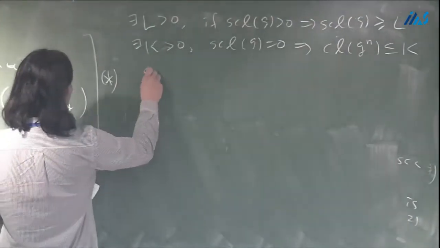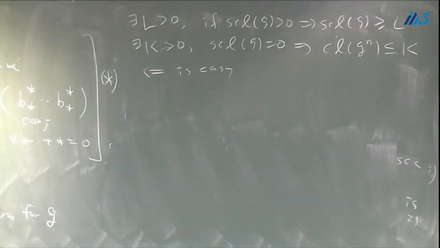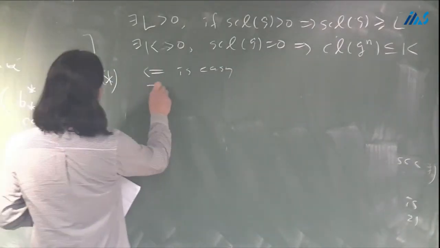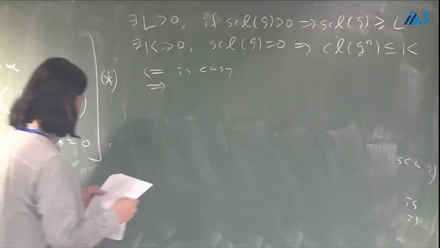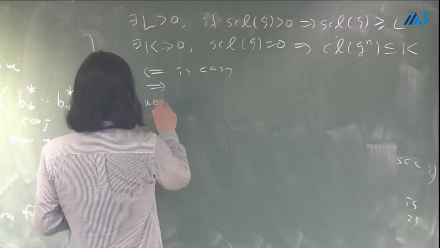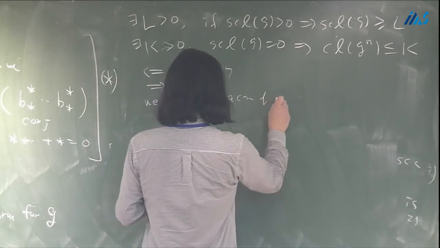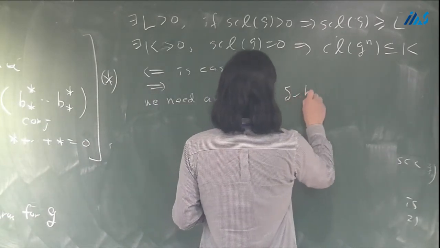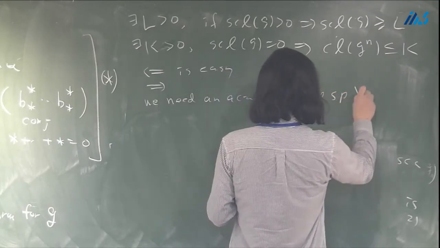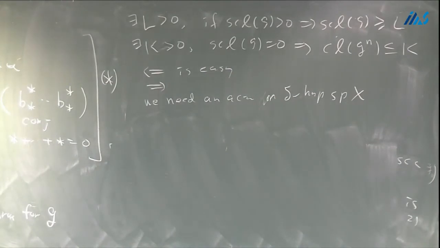So for this one, of course, this direction is easy. Easy means it's always true for any group G. So this is a work. You have to do something. So first of all, we need an action on a delta hyperbolic space X so that the concerned element G is hyperbolic. For example, for a Dehn twist, you have to find one.